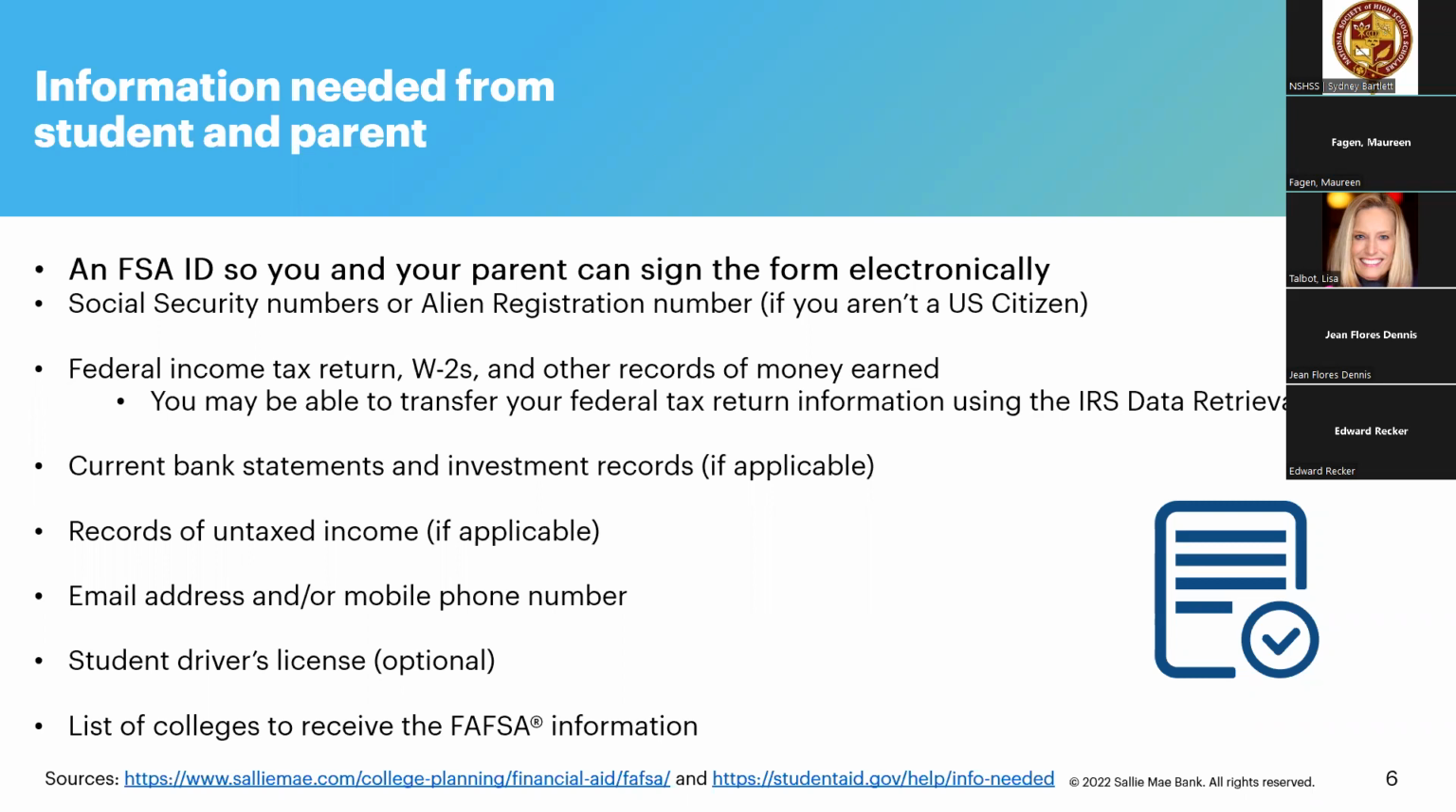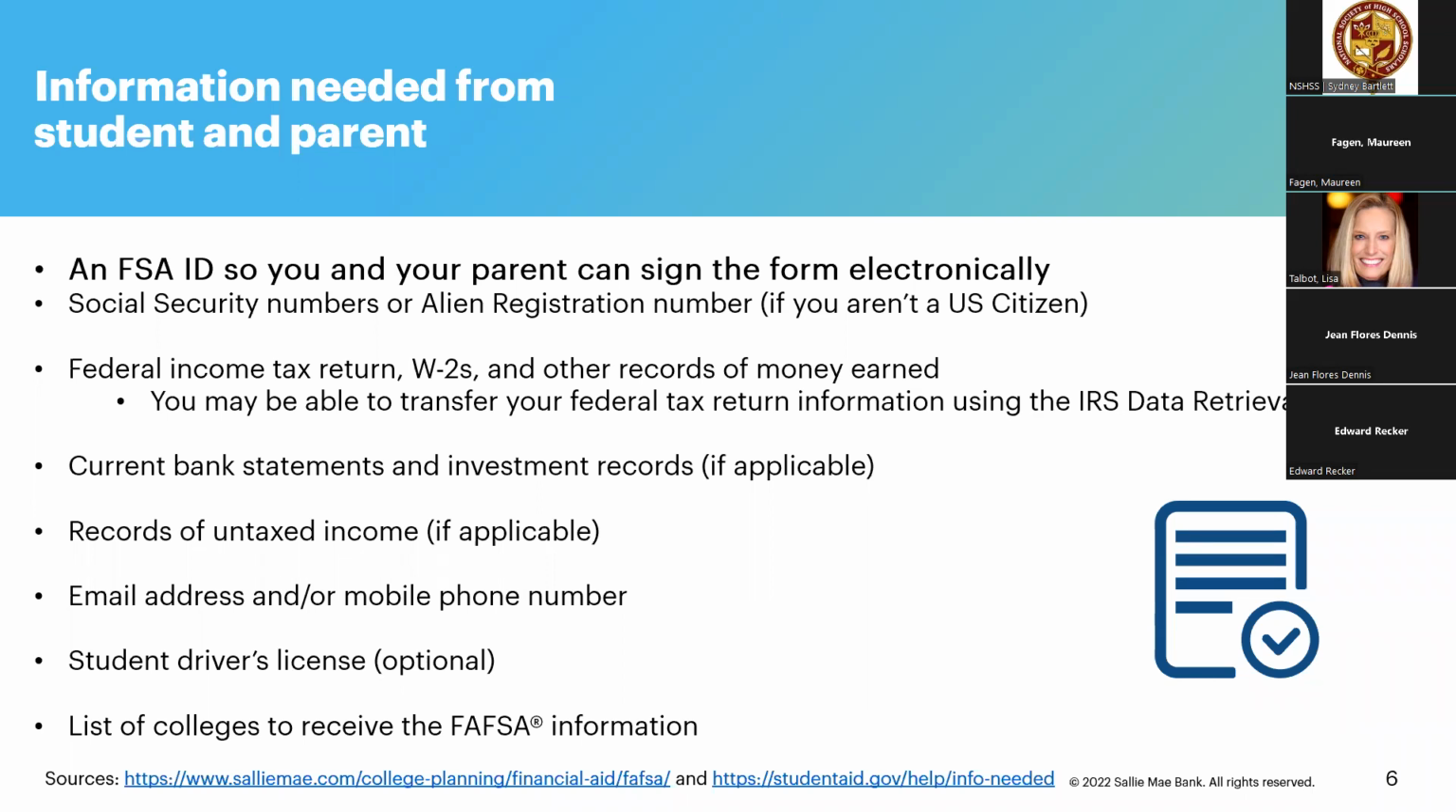Let's see, what other information? You'll need the Social Security numbers, you'll need your federal income tax return and W-2s, but I will note that there is a tool through the FAFSA that you may be able to use. It's called the IRS Data Retrieval Tool, which can save you a lot of time. The data will work for most people, but have your tax return handy as well.